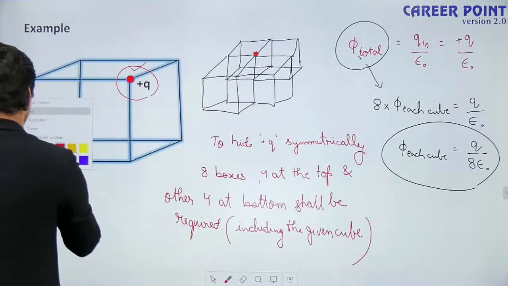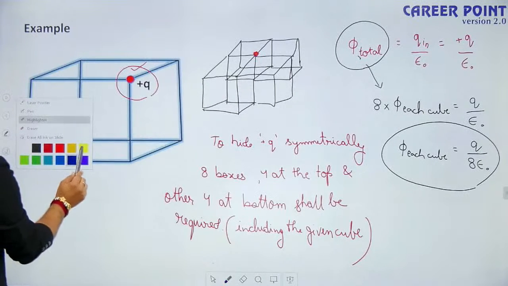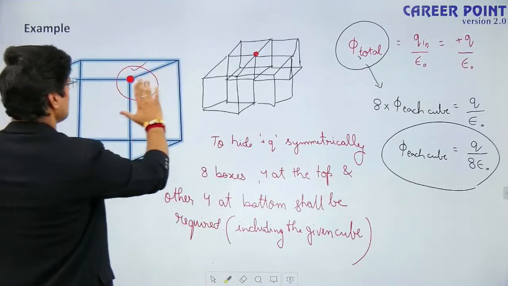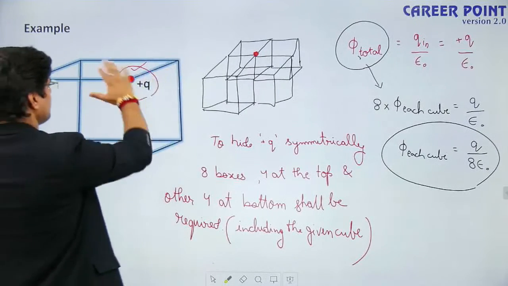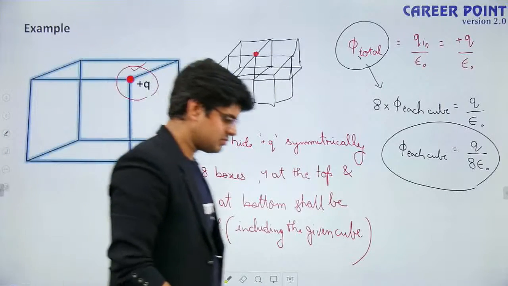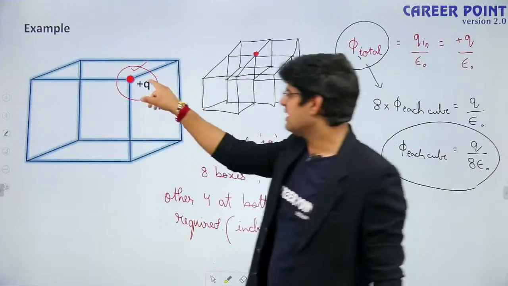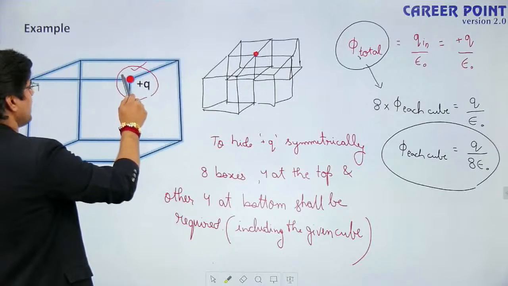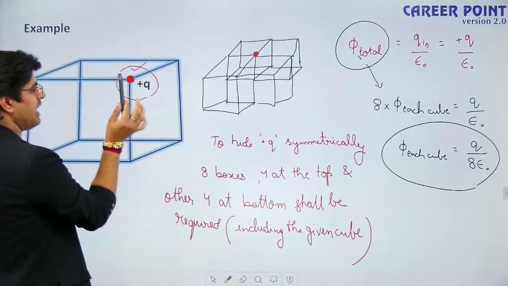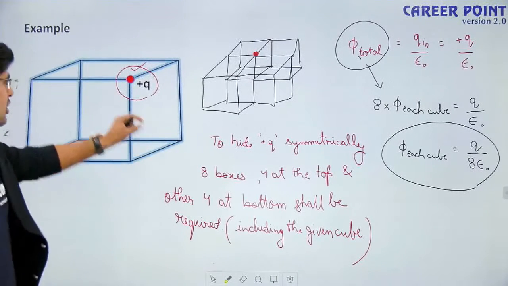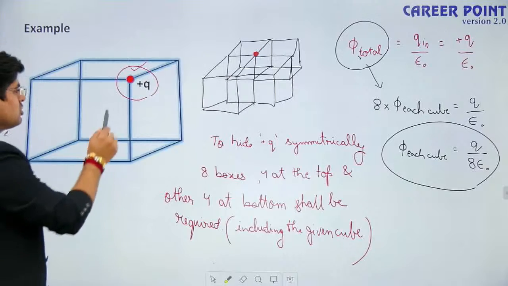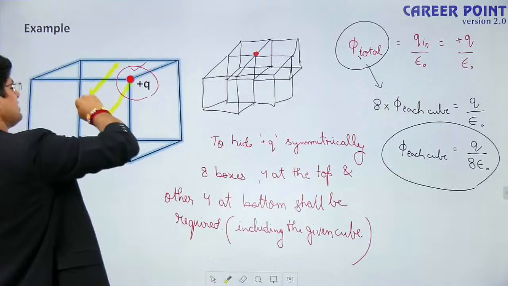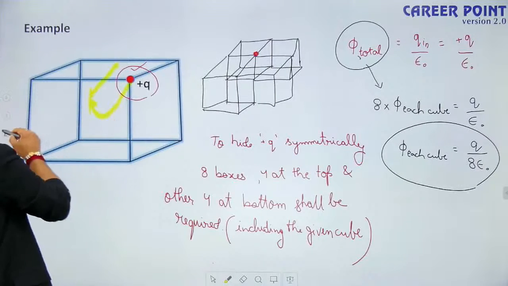now tell me, for this plus q charge, this top surface, this side surfaces, both side surfaces, is there any flux or electric field lines from plus q which are going to cross these surfaces? Like if I have to shoot an arrow from plus q, shall I be able to shoot an arrow like this? It will go inside like this. Not possible, right?